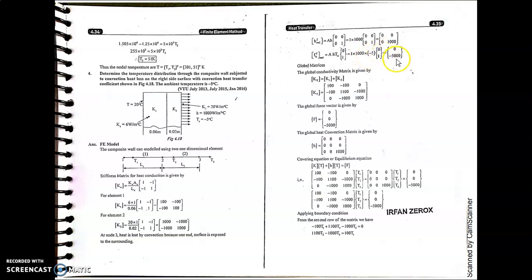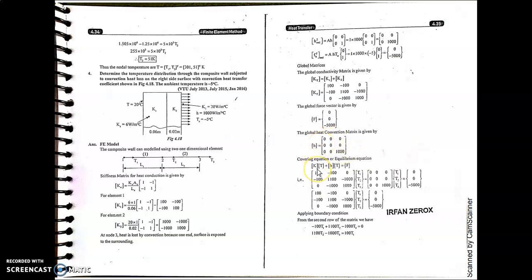It is -5000. Then you have to assemble this matrix because there are 3 nodes, hence you will get a 3 by 3 stiffness matrix. Then the force matrix will be 0, 0, and at the last node we have the convection heat transfer, that is -5000. Then the convection matrix has a value only at the last node, and all the rest of the values are 0.